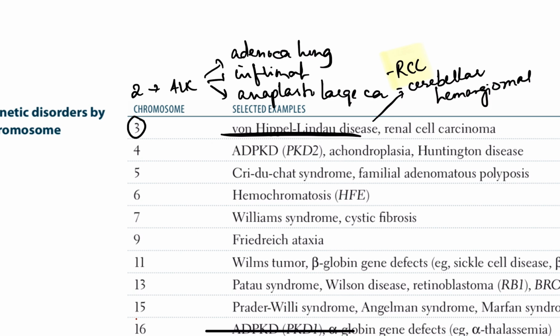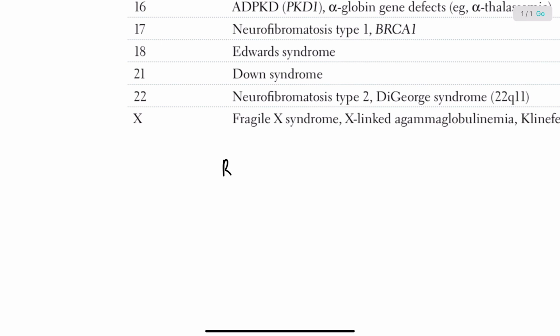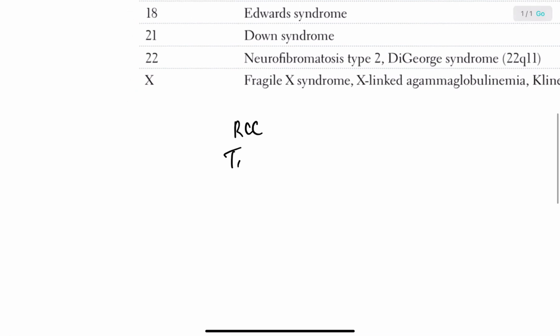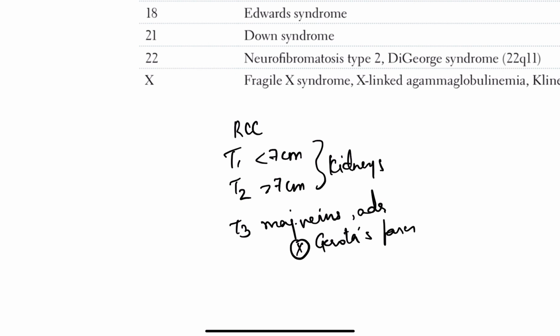So starting with the TNM classification for RCC, we'll write it here. So T1, T2 is going to be less than 7 and more than 7 centimeters, but limited to the kidneys, right? T3 is going to be invading the major veins around the kidney and the adrenal glands, but not breaching the Gerota's fascia. Whereas if it does go beyond the Gerota's fascia, then it is T4, right?